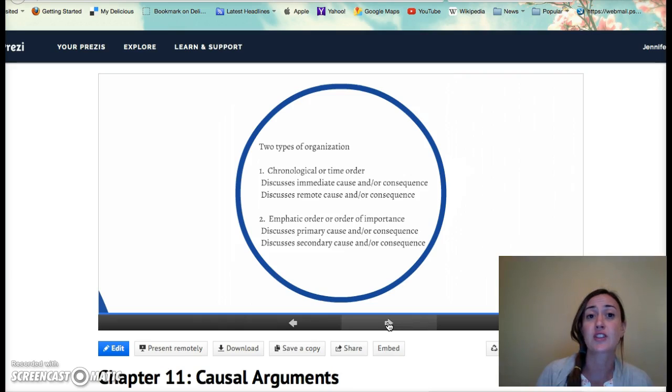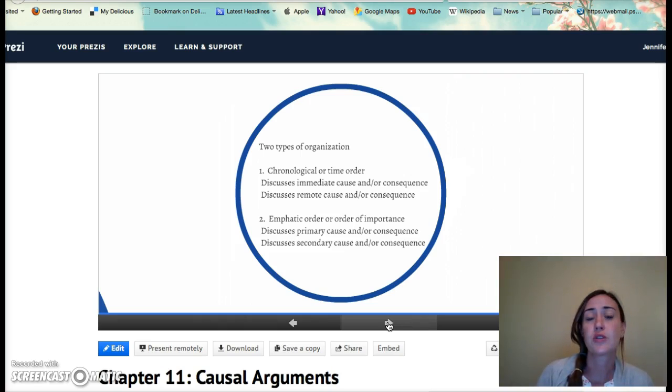You can also look at it in terms of effects. What's the first thing that's going to happen if this particular thing is done? It also talks about remote cause and consequence, but that would be further on down the chain. So the immediate effects are going to be these three things, but 5 years from now, these might also be effects that we might see.